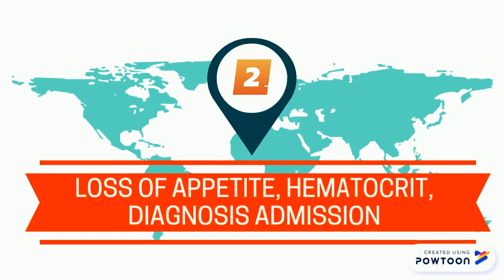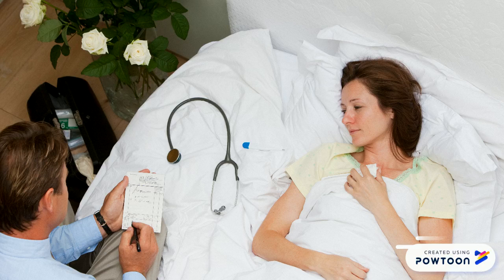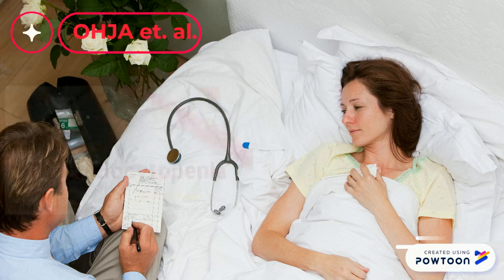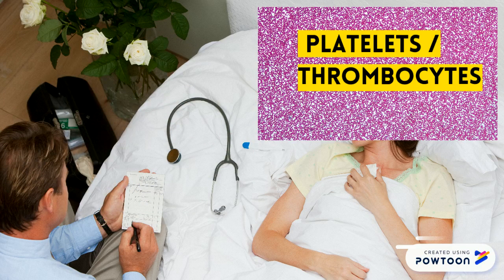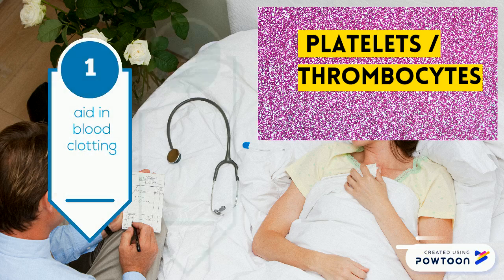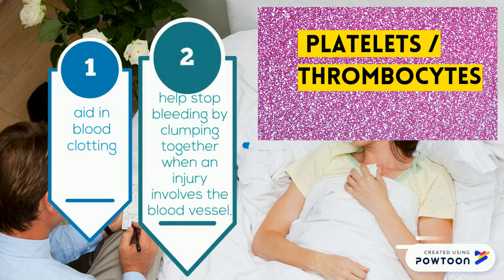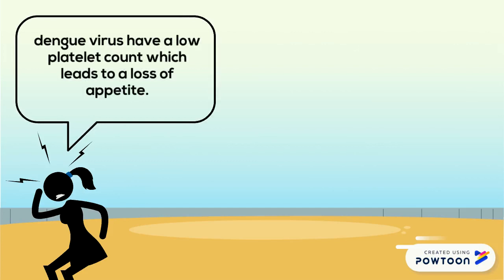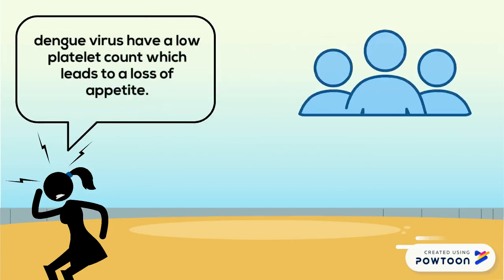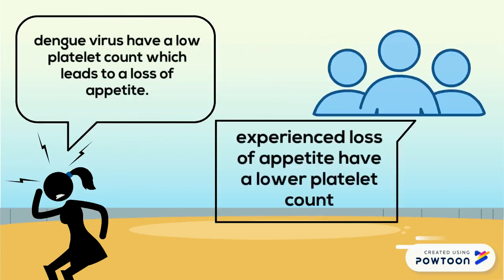For our second chart, we correlated the loss of appetite with hematocrit levels and its relation with diagnosis admission. According to Oje et al., thrombocytopenia or a low platelet count is common in patients that have dengue virus infections. Platelets or thrombocytes are blood cells that aid in blood clotting. They help stop bleeding by clumping together when an injury involves the blood vessel. Based on the chart, it can be deciphered that patients with dengue virus have a low platelet count which leads to loss of appetite. It can also be seen that patients who experience loss of appetite have a lower platelet count compared to those who did not.